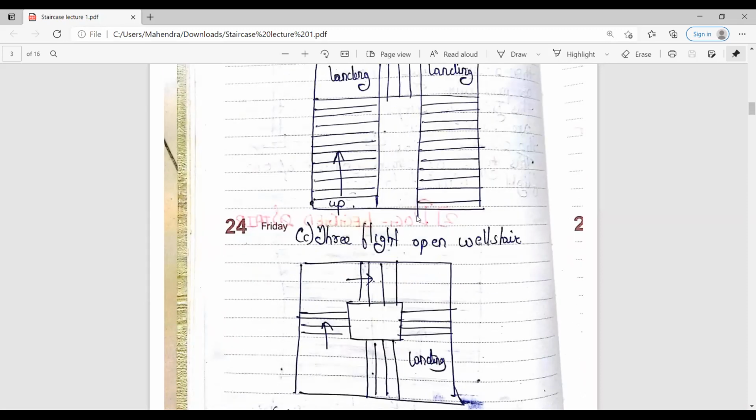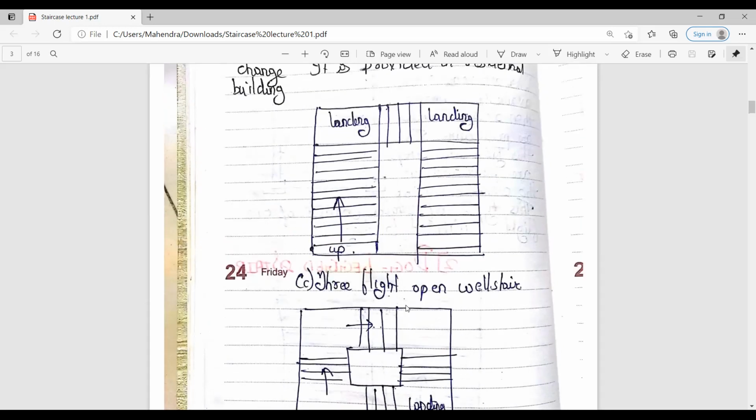So this is the type of the 3-flight open well staircase, and this one is the type of the 4-flight open well staircase. As you can see over here, there are 4 flights, 1, 2, 3 and 4. 4 flights are there, and the landing is being provided over here. So these are the 2 types of the open well staircase. So just draw the diagram for the open well staircase. This one is the 3-flight open well staircase, and this one is the 4-flight open well staircase.